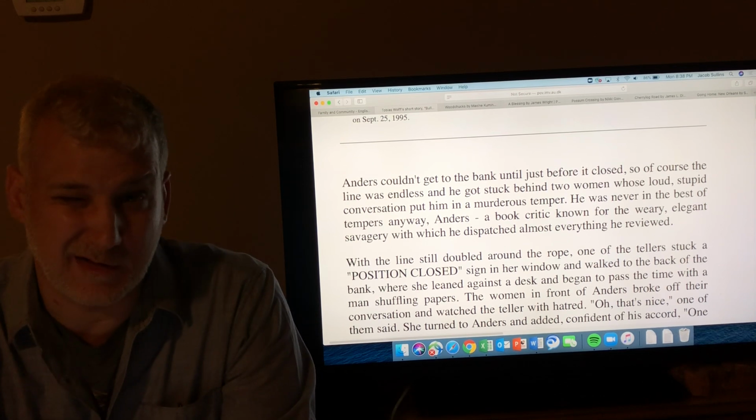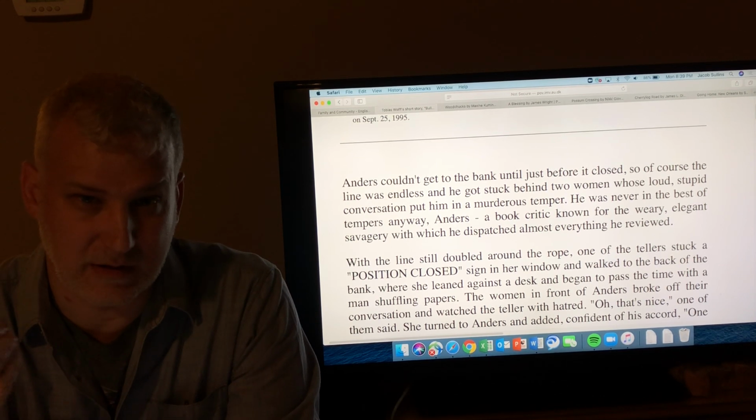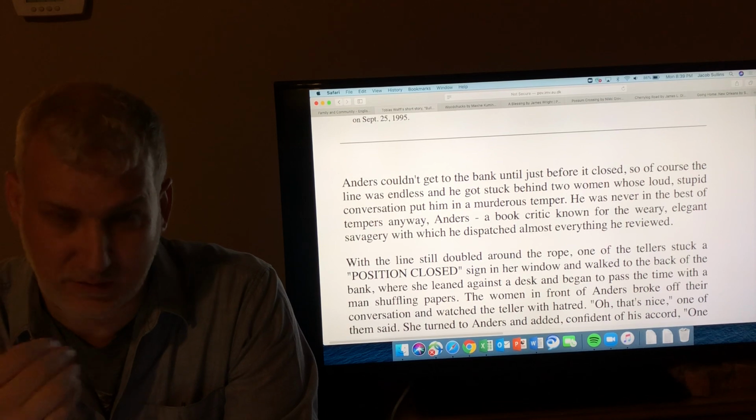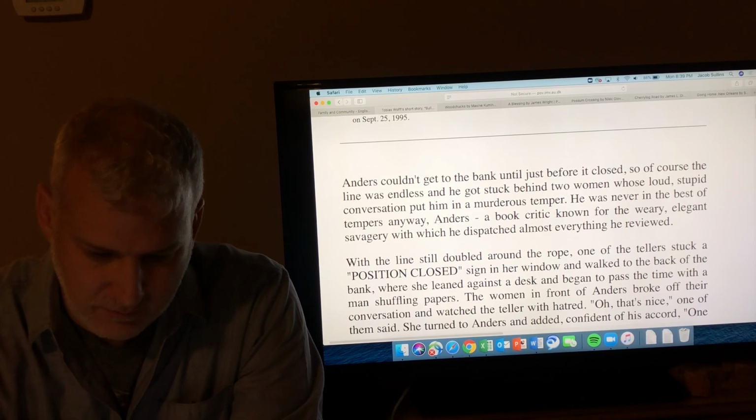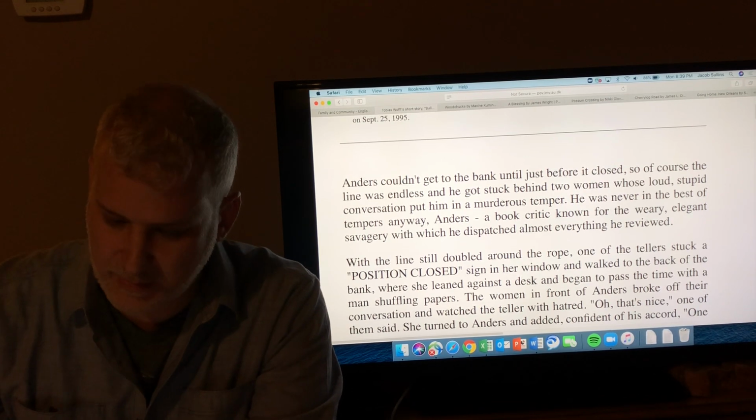So almost immediately the story tells you the kind of person he is. He's just not a happy person. He's never really in a good mood. He's always on the verge of losing his temper or being annoyed about something.